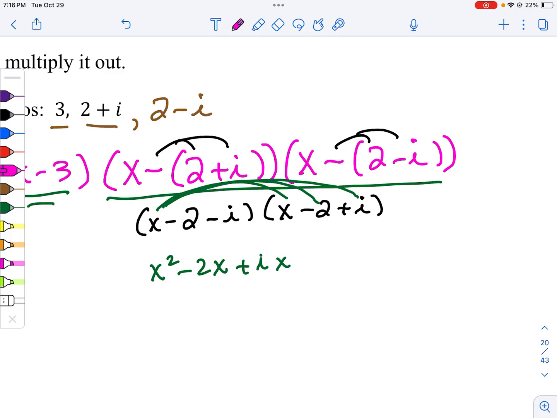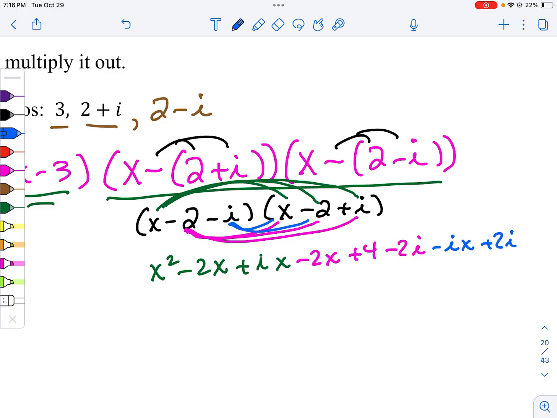I'm going to switch colors. Now distribute the negative 2. So negative 2 times x is negative 2x. Negative 2 times 2 is positive 4. Negative 2 times i is negative 2i. All right, and then finally, we've got to distribute that negative i to everything. So that gives me negative ix. That gives me positive 2i.